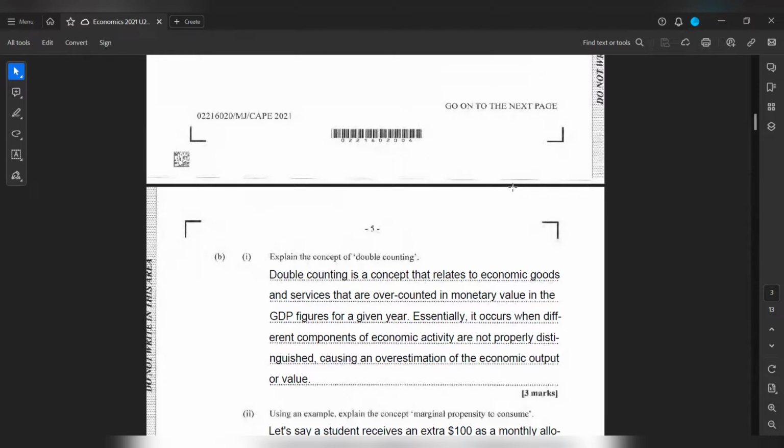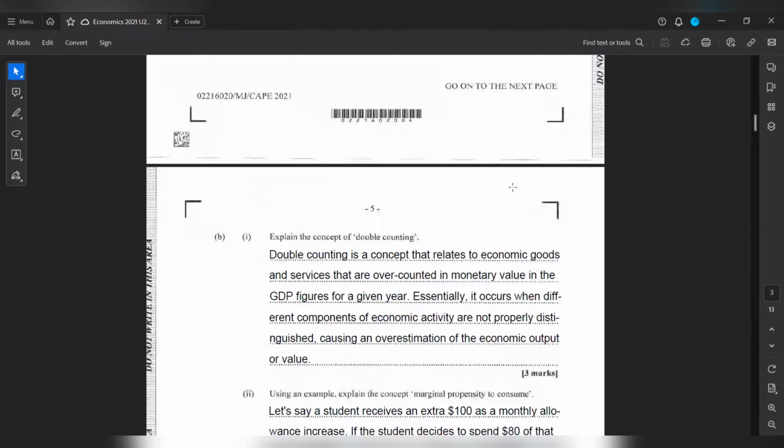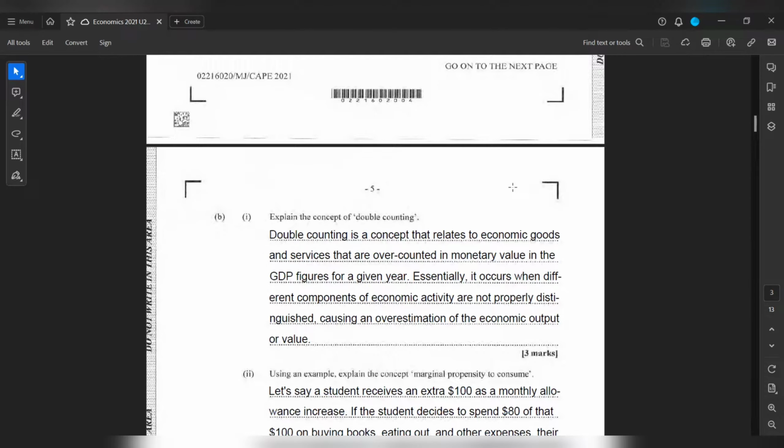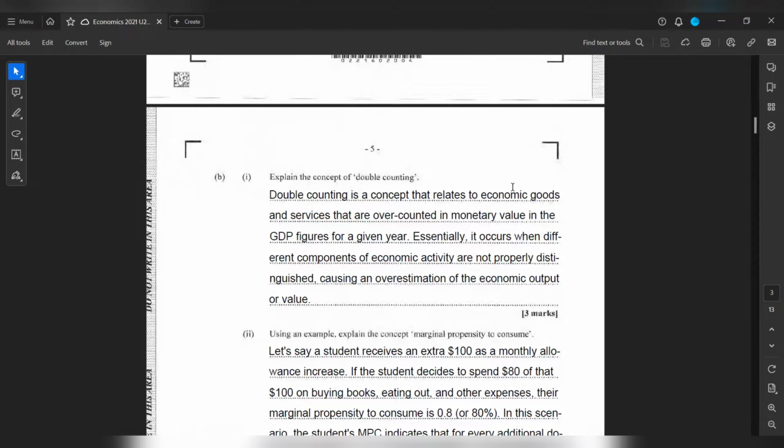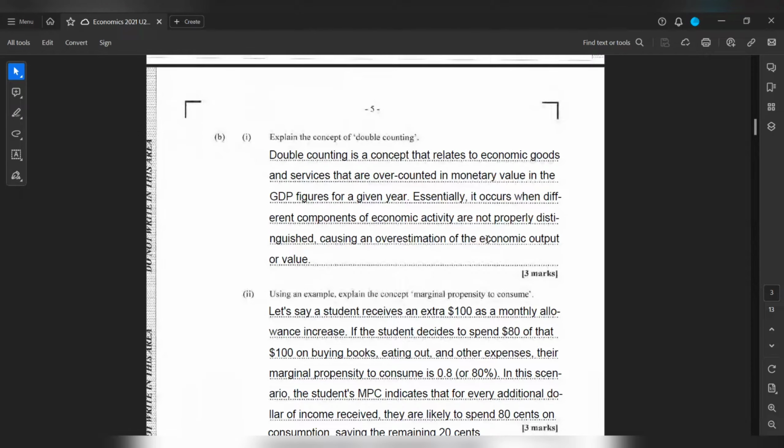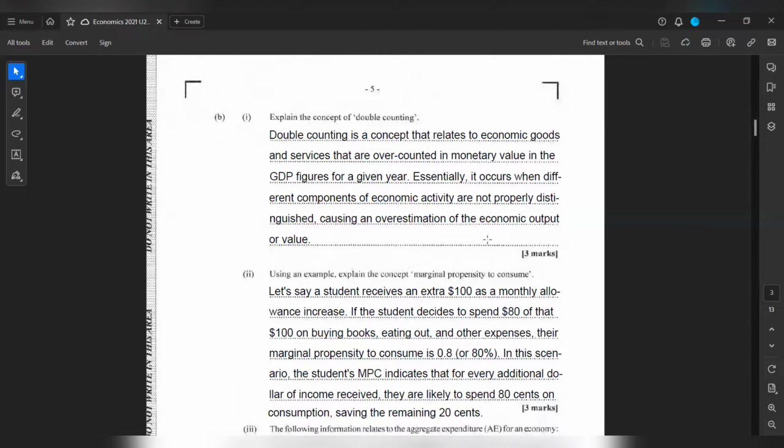Using an example, explain the concept of marginal propensity to consume. Let's say a student receives an extra $100 as a monthly allowance increase. If the student decides to spend $80 of that $100 on buying books, eating out, and other expenses, their marginal propensity to consume is 0.8 or 80%. In this scenario, the student's MPC indicates that for every additional dollar of income received, they are likely to spend 80 cents on consumption, saving the remaining 20 cents.